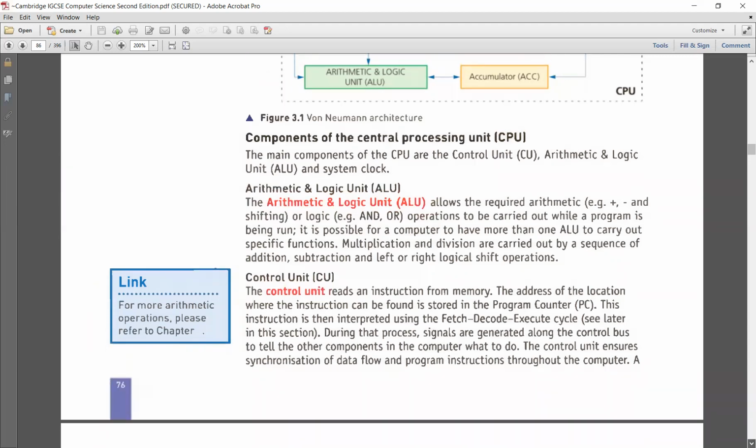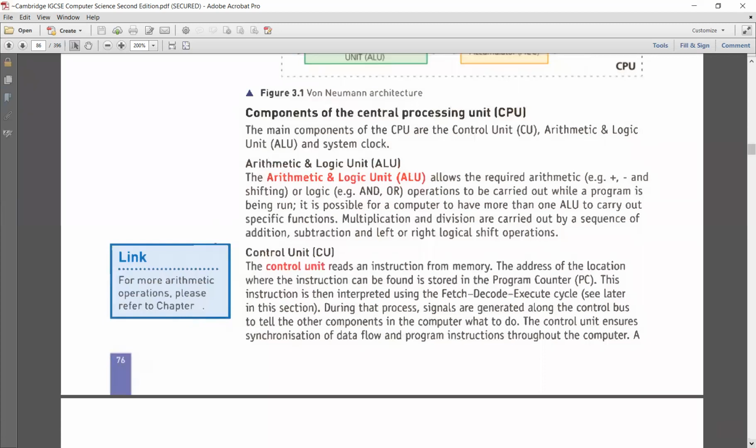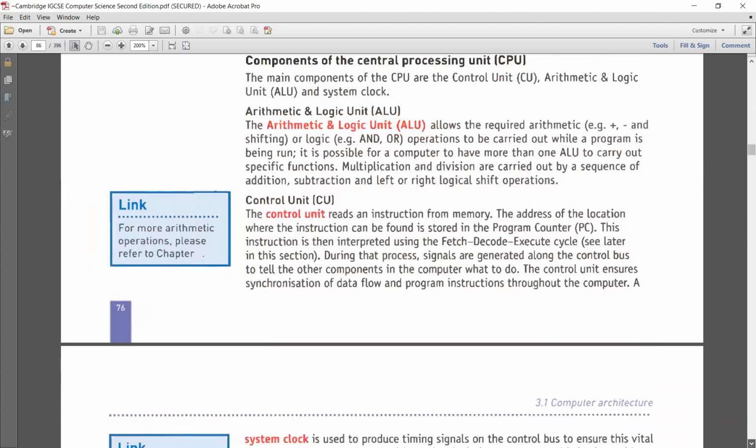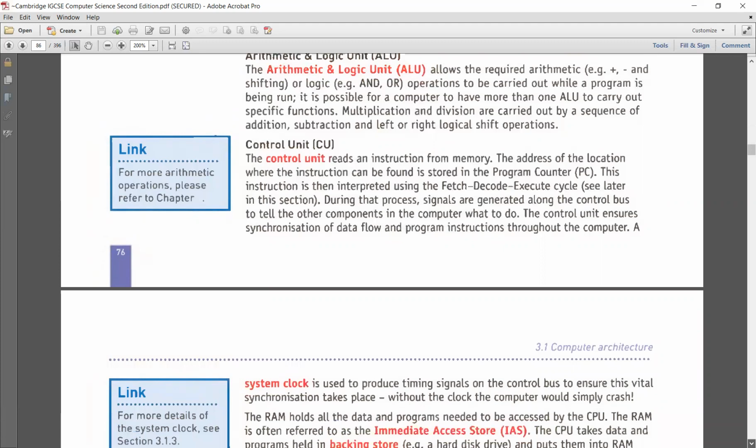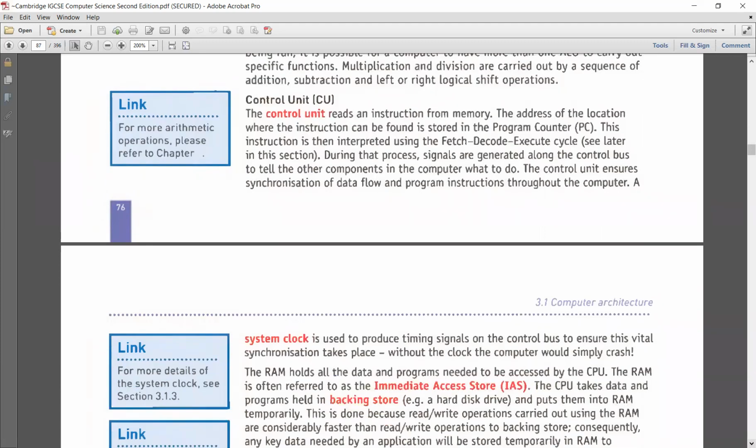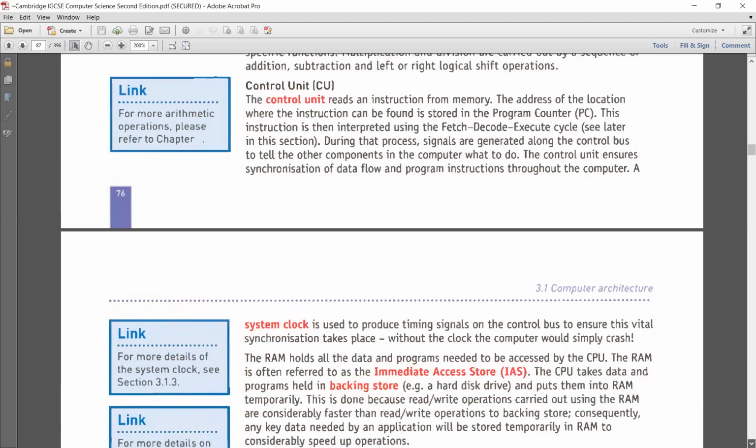So now the next thing you need to know is control unit, CU. Its job is to read an instruction from the memory. The address of the instruction is going to be stored in PC, the program counter. And that is what you need to know definitely for your own working, the role of different buses. The control unit is doing what? It is meant to take care of everything happening in the CPU, and it ensures that synchronization of data is taking place and the instructions are followed in a proper manner. A system clock is also used to produce timing signals to ensure the synchronization is taking place, and definitely if this is not working properly, the system may crash.